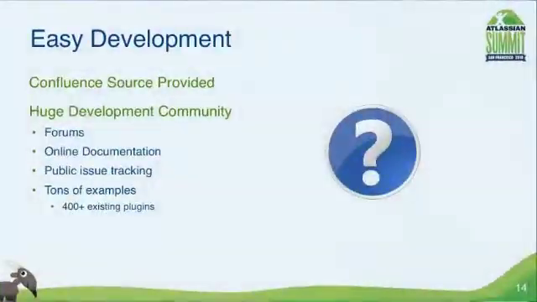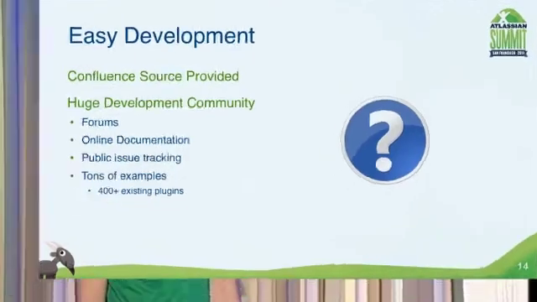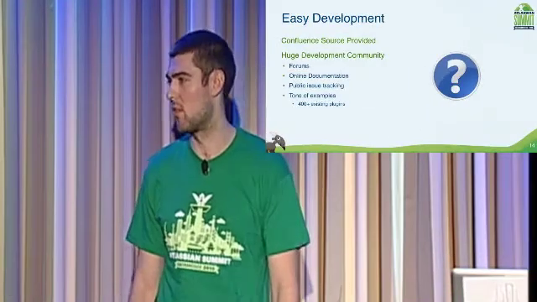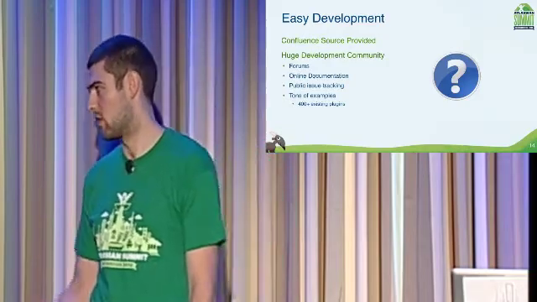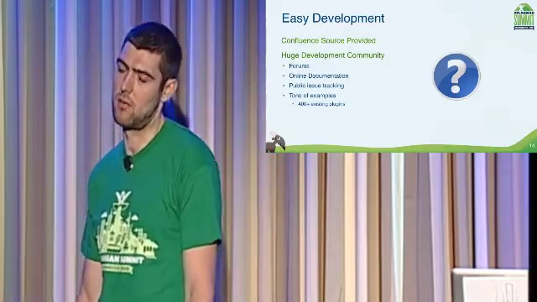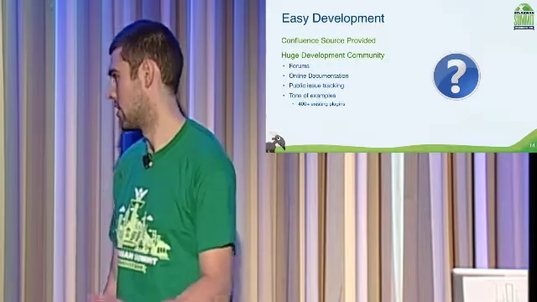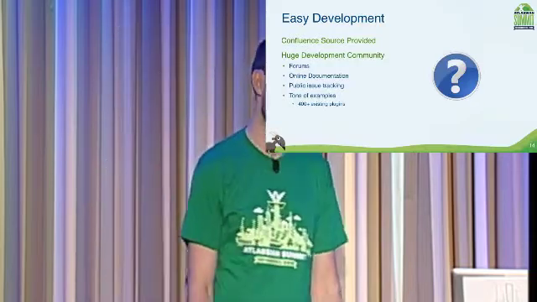My last point about the easy development is there's a lot of help out there for you as well. We definitely regard our third-party developers as a huge part of the company, and the Confluence source code is provided for all commercial licenses, and we have a huge number of open source plugins as well. Over 400 plugins, and you can go and look at the code for most of them and actually see what they're doing. As well as that, we've got online documentation, forums, all this sort of stuff, which should help you out if you ever get in trouble.